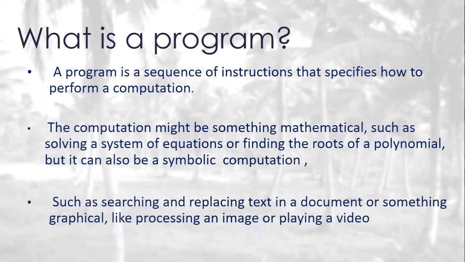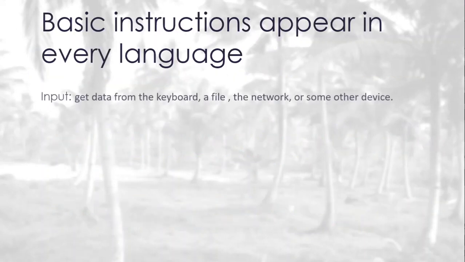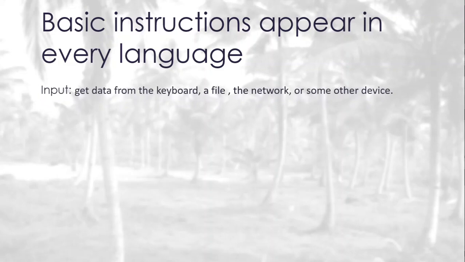Computer programs are one component of software, which also includes documentation and other intangible components. A computer program in its human-readable form is called source code. Basic instructions appear in every language. Input: get data from the keyboard, a file, the network, or some other device.